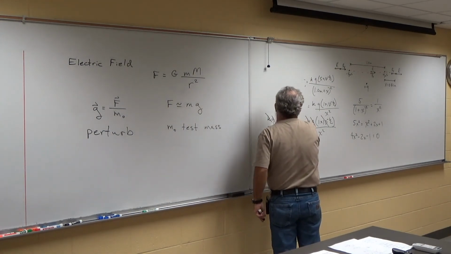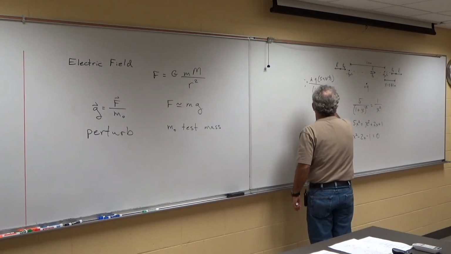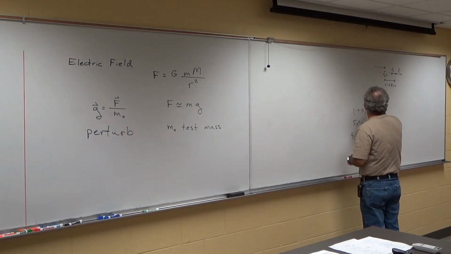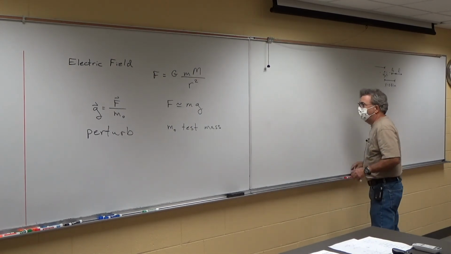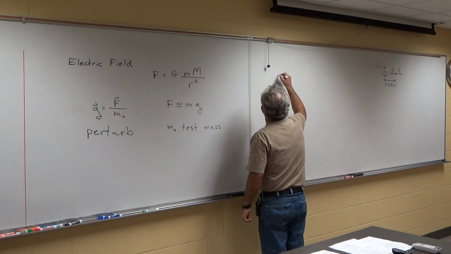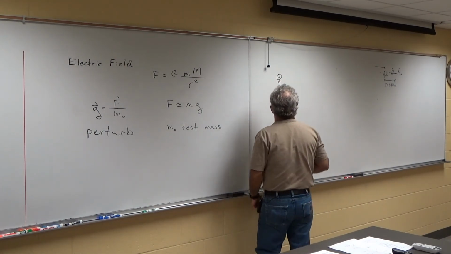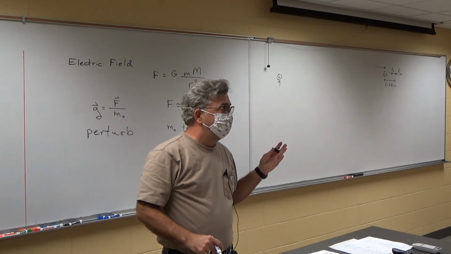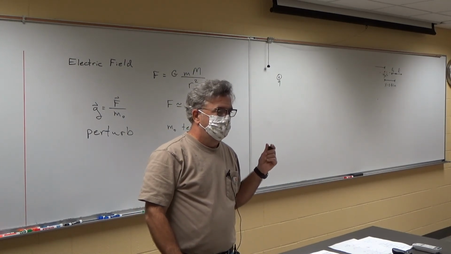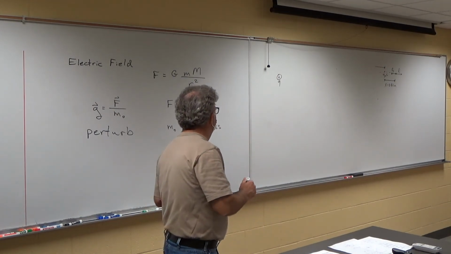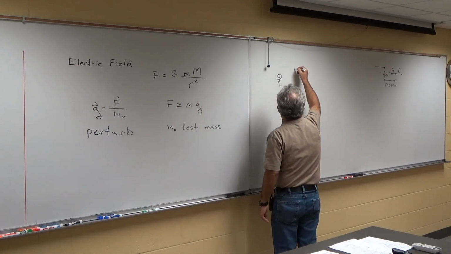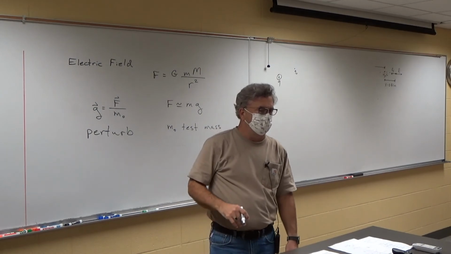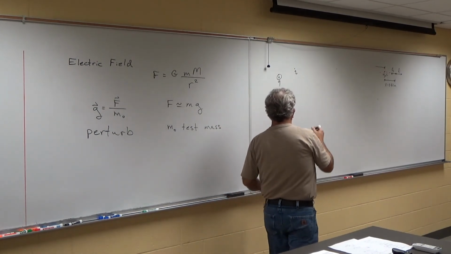So here's the idea. We're going to do the same thing I talked about with the little test mass, but we'll have a test charge. So here is a positive bit of charge Q. I want to find out what the electric field is due to this charge Q. Well, what you do is you take a little test charge, Q naught. Maybe it's a proton. It's a little tiny bit of charge. And you move it around and you look at the force on it.